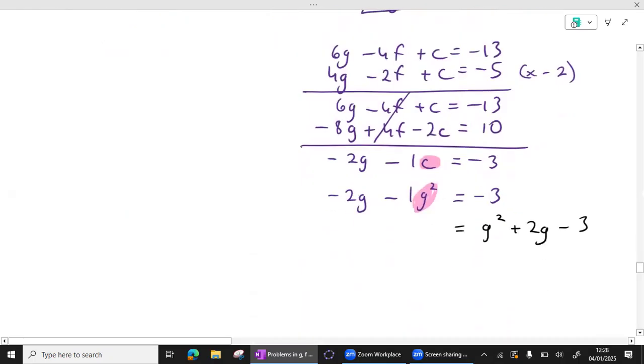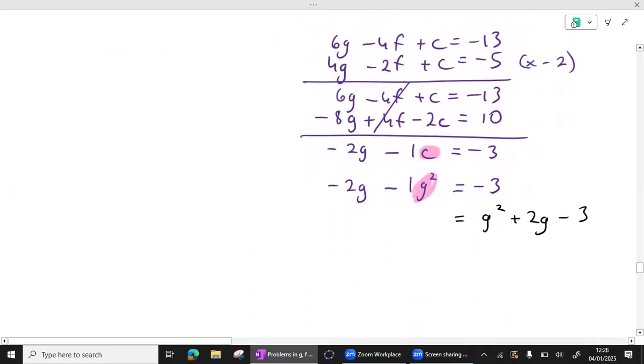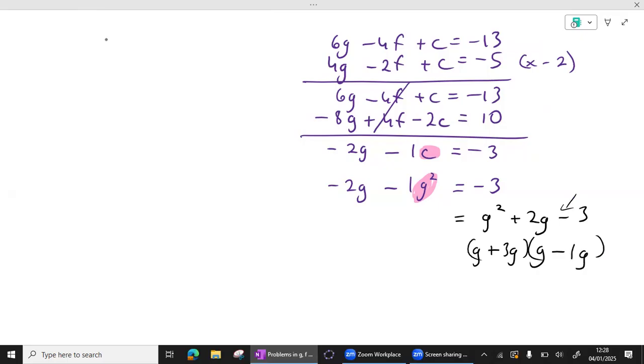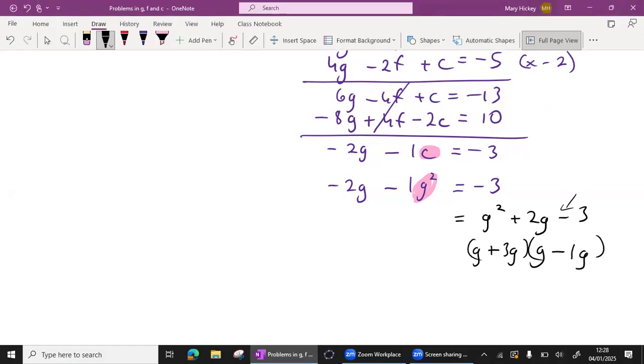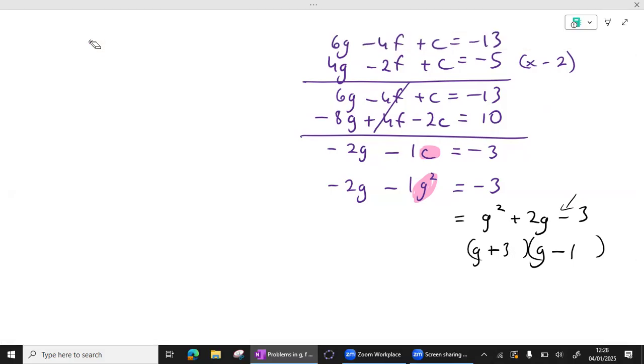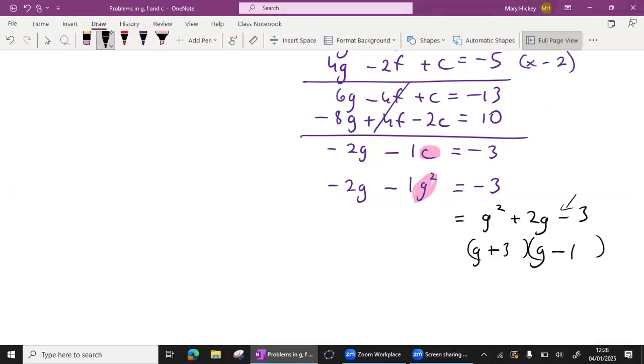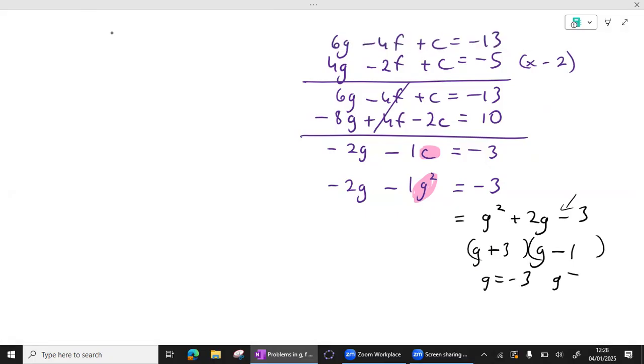Minus 3. So what I'm going to do now is just my usual factorize. I can use my minus b formula to solve, or I can do the null factor theorem. I'm going to just do the null factor because I suppose it's not that tricky. So it's going to be 3 and 1. So 3 times 1 makes 3. But the signs are opposite because that's negative. Oh, sorry, what am I doing with the g? Sorry. Should be no g in there, just 1. So I've now discovered that g is either minus 3 or g is 1.